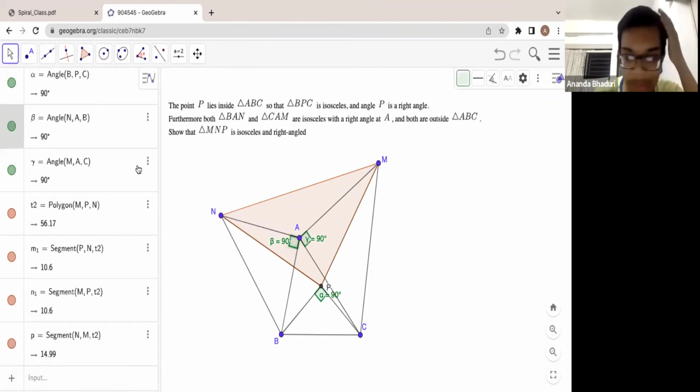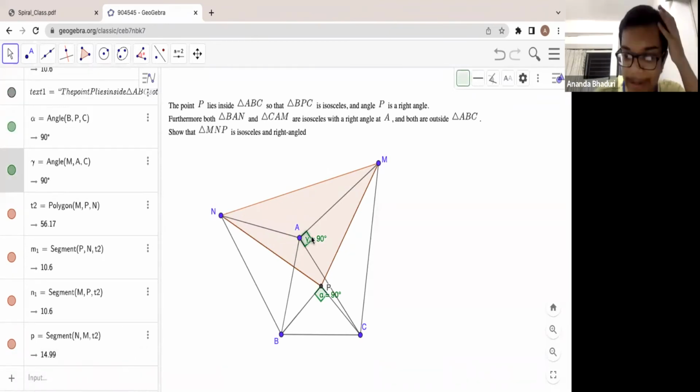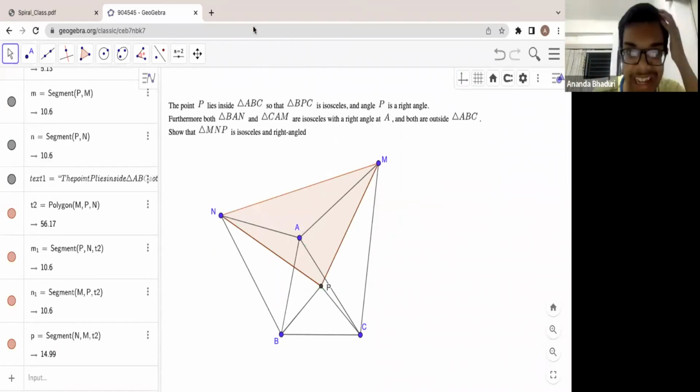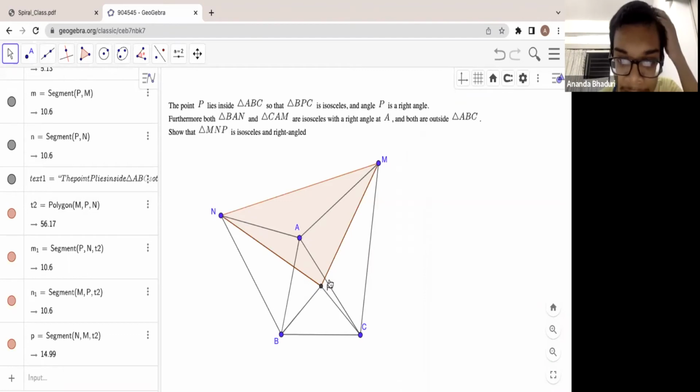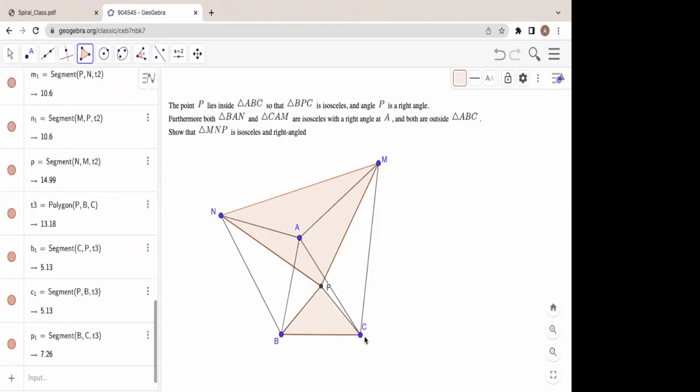I think this is bashable more than the last problem, but no, we want to find a synthetic solution. So what spiral similarities do you see in the diagram? BPC goes to NAB. Spiral similarity, so B sends PC to NA. We want to show that there's a spiral similarity at P sending BC to MN, right?